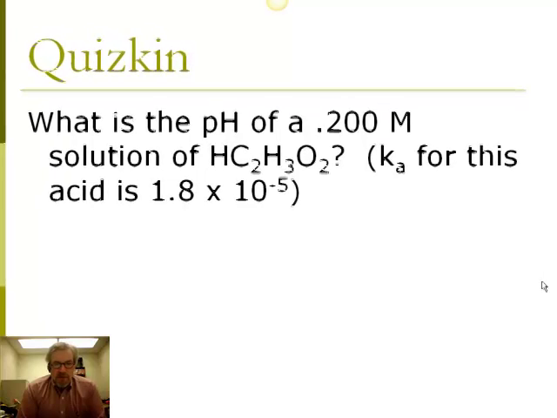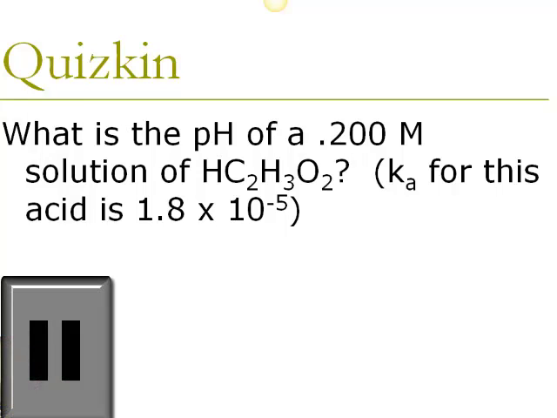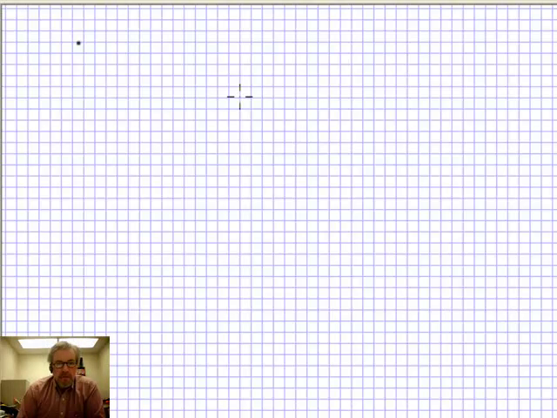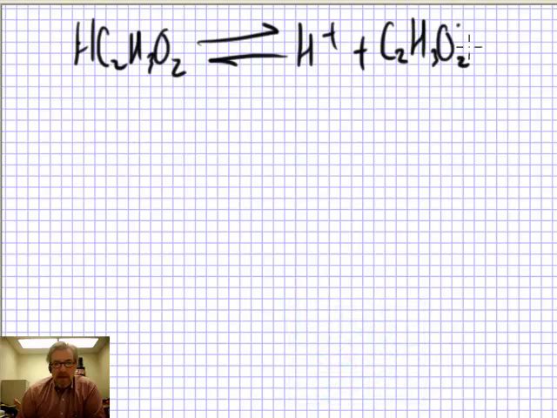This first question is asking, what's the pH of a 0.2 molar solution of acetic acid, HC2H3O2, and Ka is given as 1.8 times 10 to the minus 5. Let's go to a bigger workspace and solve this problem. The acid is HC2H3O2. This is a weak acid, so we'll see reversible dissociation, and we'll get protons like we always do for an acid, and in this case the acetate ion.